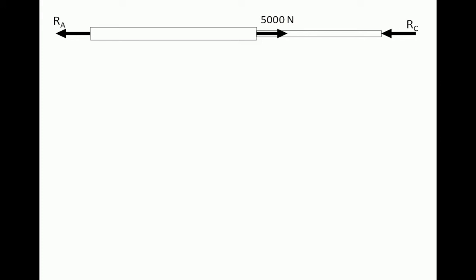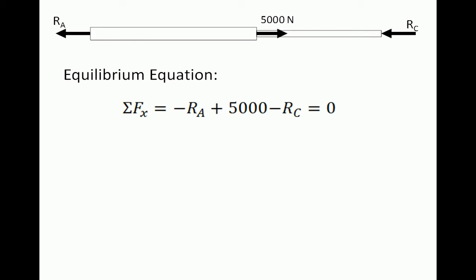So here's our free body diagram of the entire structure, and again, it's statically indeterminate because we have one equilibrium equation, which is the sum of the forces in the x. By doing that, we can express the force on the right in terms of the force on the left, but one equation, two unknowns, so we can't solve the problem here.